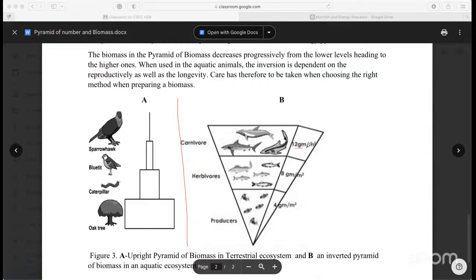So this is a unit, grams per meter squared. So we saw that the producer, which looks like a phytoplankton, has a lesser biomass per area compared to the shark. So please note that as well. As I said, we'll do some questions on that as well.